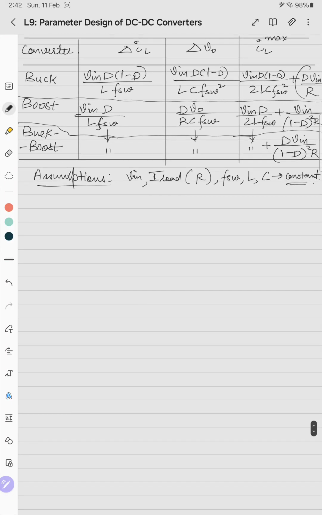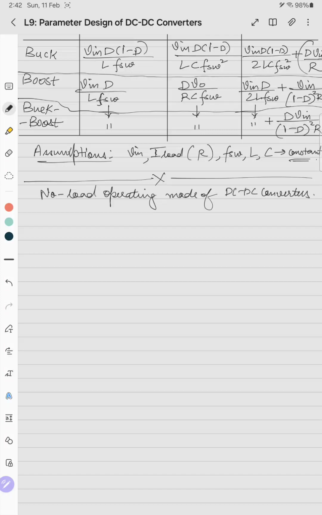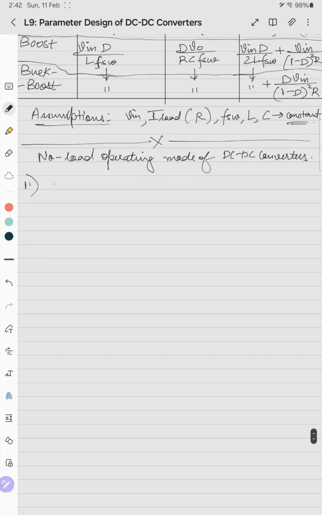Now we'll quickly see the no load operation of the converter, and after that we'll start with the discontinuous mode of operation. No load operating mode of DC-DC converters. So what happens when there is no load on the DC-DC converter? First we'll see for a buck converter.